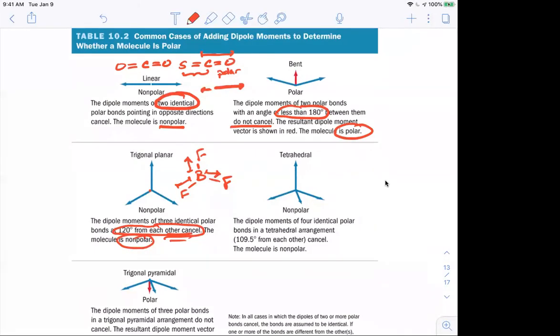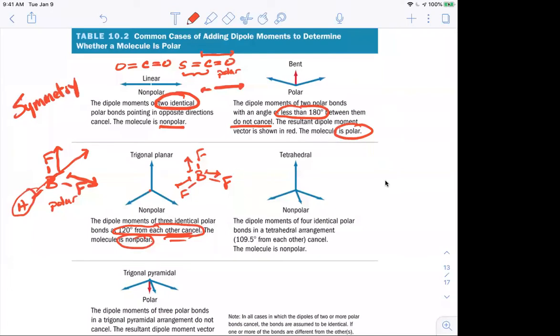So again, if I have something like this, where I have two fluorines and a hydrogen, right? This is going to be pointing this way. This is going to be pointing this way. This one is much less. So I'm probably going to have a net result in this direction, which is going to give me something that is polar. So I have to look at the symmetry of the bonds as well as the geometry.